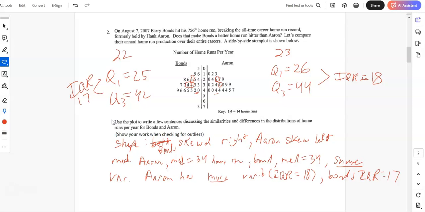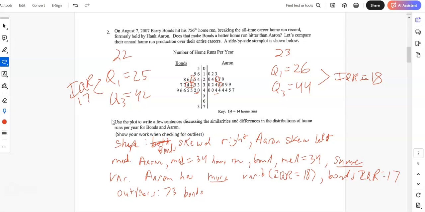Finally, outliers. I'm pretty sure this is an outlier. 73 home runs in one season for Bonds. Was he on steroids? Possibly. I think he maybe admitted to it. I don't remember. Okay, but it was big news.